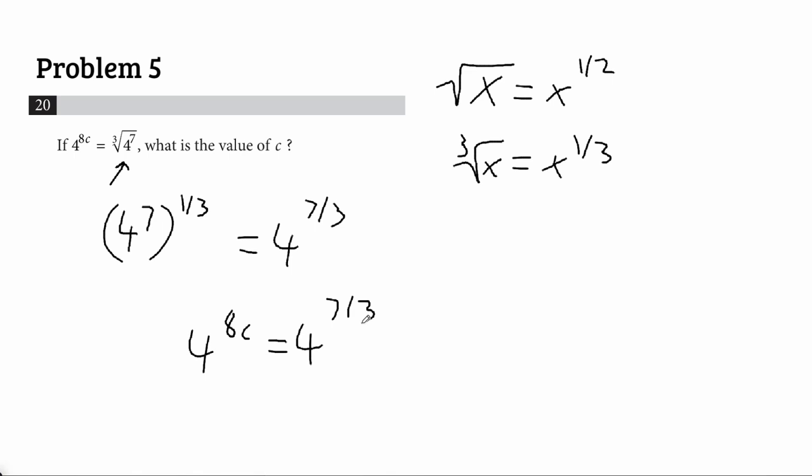So therefore, 8c must be equal to 7/3. So let's multiply both sides by 3, and we're going to get 24c is equal to 7, and then divide both sides by 24, and we'll just get c is equal to 7 divided by 24. So 7 divided by 24 is our final answer.